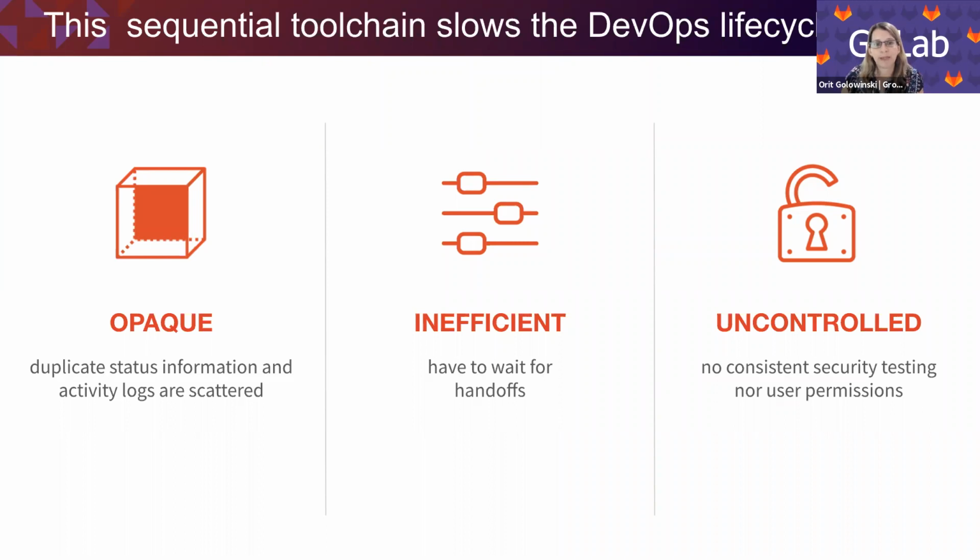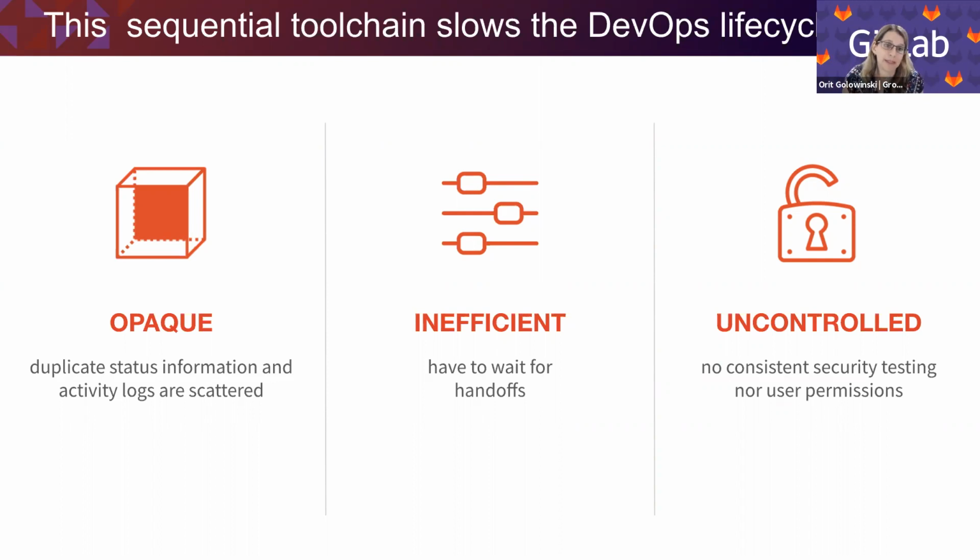The second problem is that the tool chain is inefficient. Individual silos also means that teams still rely on manual or semi-automated or maybe even automated handoffs, but one team can't start the work until the previous team has finished theirs. So we've added DevOps, but the workflow is still very much sequential.